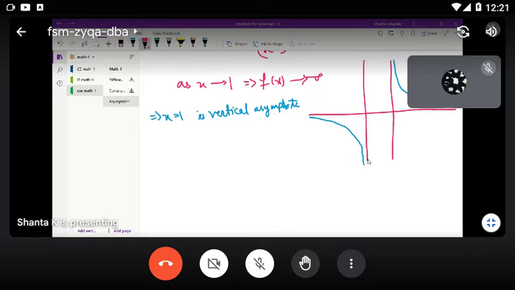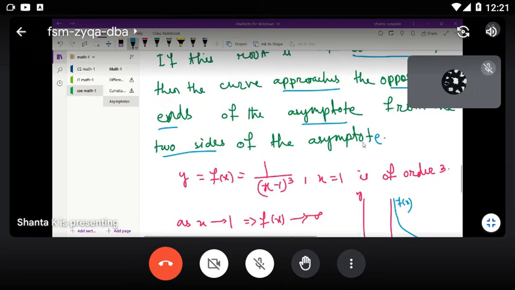Okay. So here this is the x-axis, this is the y-axis. This is x equals 1. Okay, and this is your y. This is also y. y means f(x), y equals f(x). Okay, so this is the curve for y equals 1 by (x minus 1) cube.